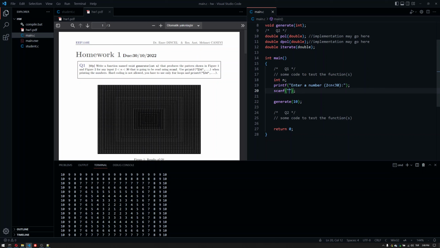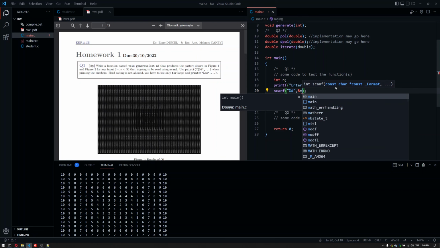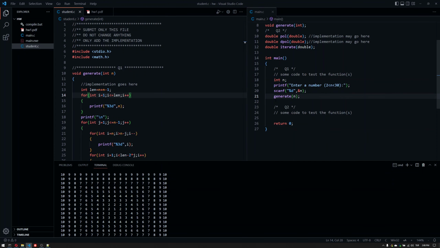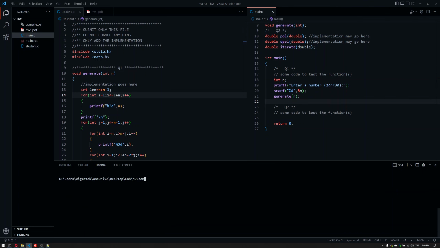And then scanf %d into n, and then let's call it with n. So this is basically the piece of code that I need to write down here for testing this. Now let's compile it.